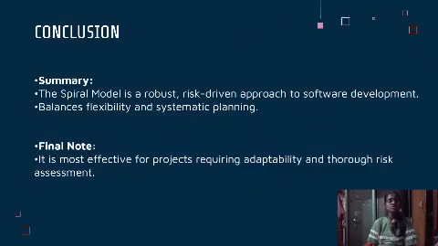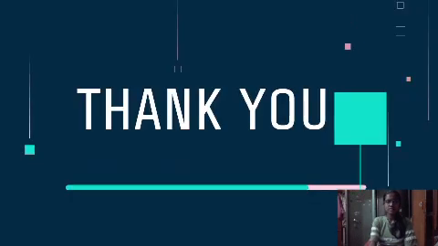So in conclusion, I would like to say that the spiral model is a robust and risk driven approach to overall software development, which balances flexibility with systematic planning as we loop around the same processes in an iterative manner. So it is very effective for projects that require changes or adaptability and also thorough risk assessment, as I've already told you. That's all for today, my friends.